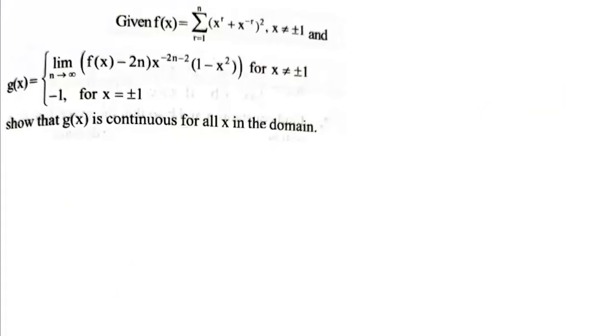Now the question is, we are given this function f(x), which is this summation r varies from 1 to n of (xʳ + x⁻ʳ) whole squared, where x is unequal to plus or minus 1. Now we'll simplify f(x).